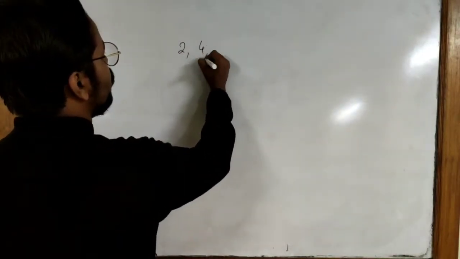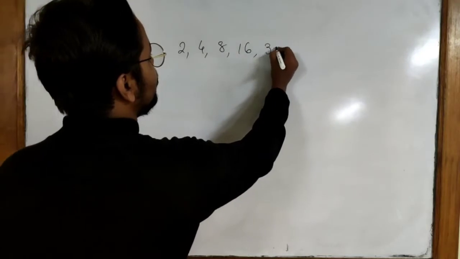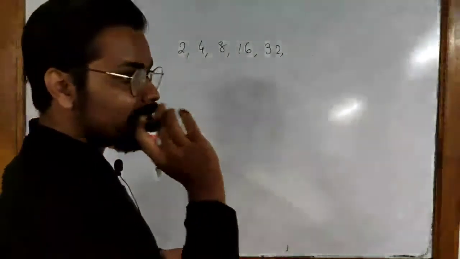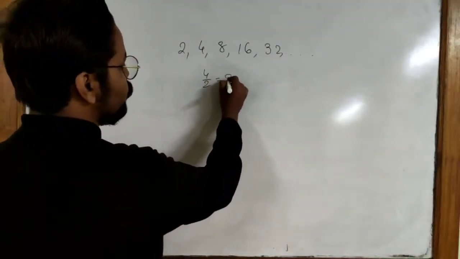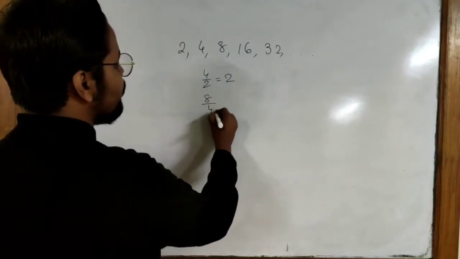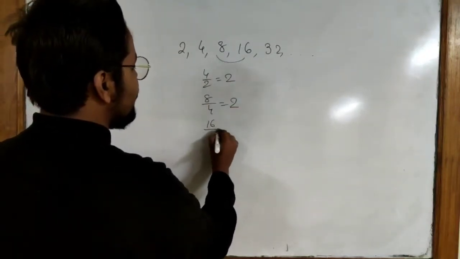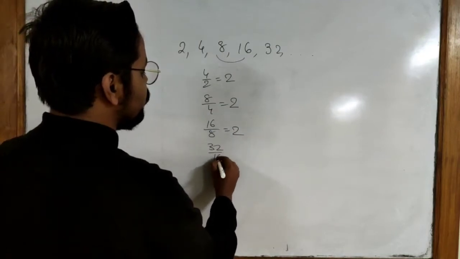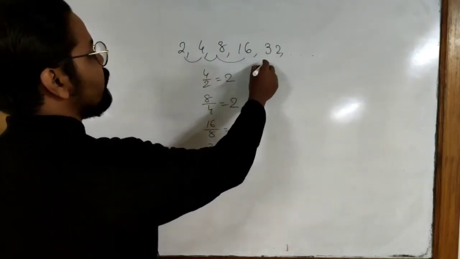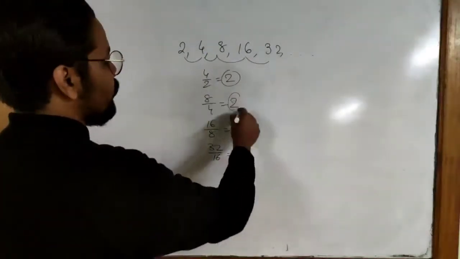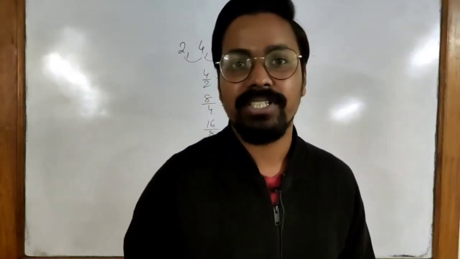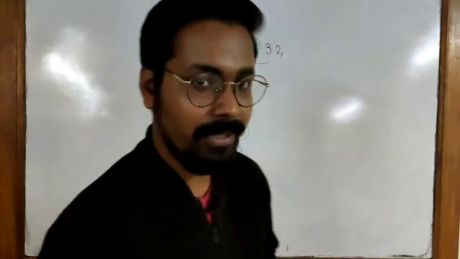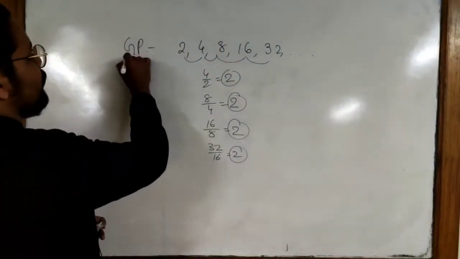For example, if I write 2, 4, 8, 16, 32 and so on. In this sequence, if you look at the ratio between two consecutive numbers, suppose second term by first term, that is 4 by 2 is 2. Third term by second term, that is 8 by 4 is also 2. Then 16 by 8 is also 2. 32 by 16 is also 2. That means the ratio of two consecutive terms in this sequence are all equal. So if in a sequence the common ratio is the same, then such a sequence is said to be in geometric progression, it is GP. So this is an example of GP.